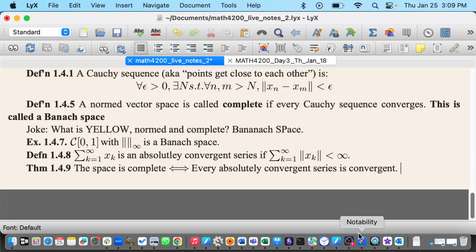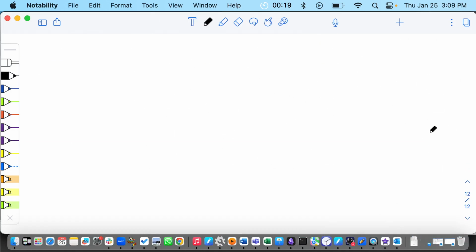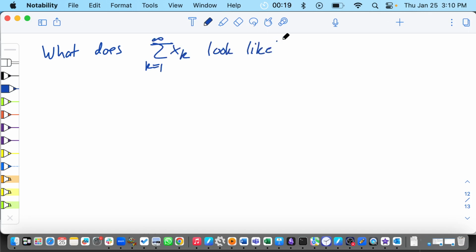This one actually has a nice picture proof. Let me show you the picture of this one as well. Okay, maybe not a picture proof, a picture argument, right? So what does the sum from k equal 1 to infinity of xk look like? In the picture example I gave you before, the xk's were the points, but now the points will not be the xk's, they'll be the partial sums. So let Sn be the sum of the first n things. So that's k equals 1 to n of xk.